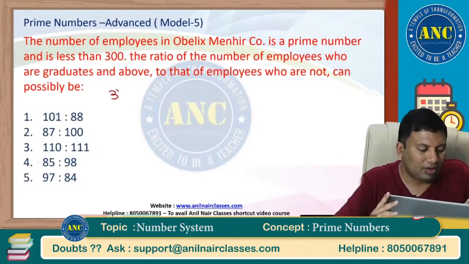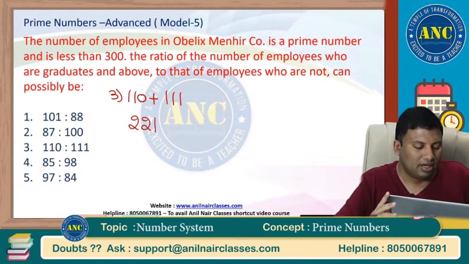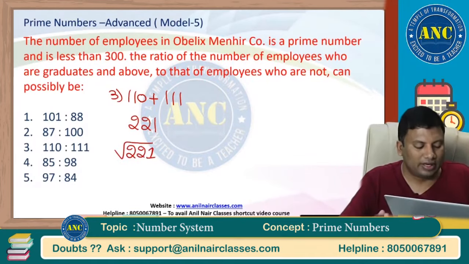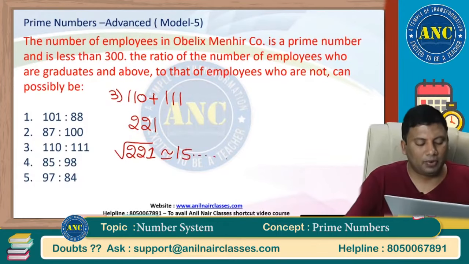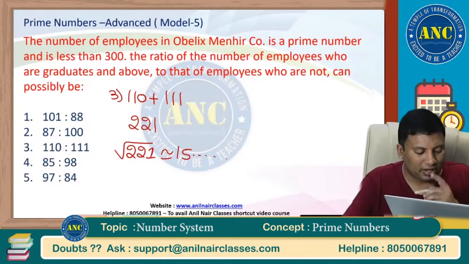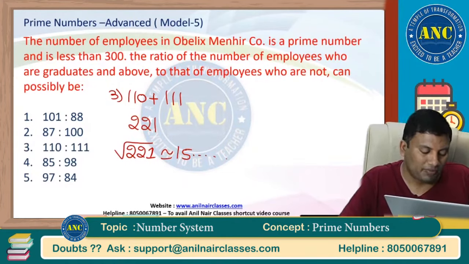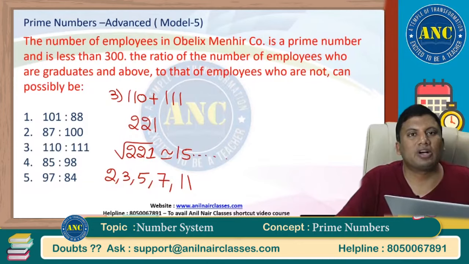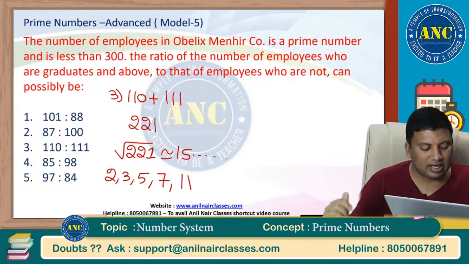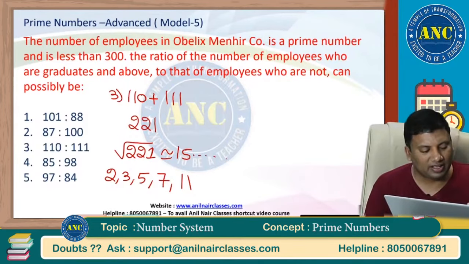Third one, what we got? 110 plus 111 we got. This is nothing but 221. Let me take the square root of 221. It is 15 point something. Now in 15 point something, what are all the prime numbers less than 15? 2, 3, 5, 7 and 11. Because every composite number can be written as a product of prime numbers.